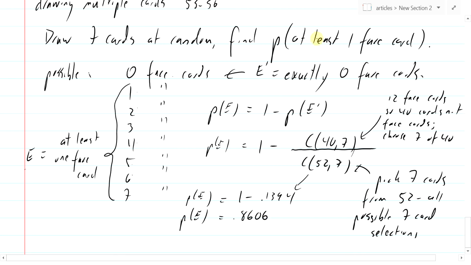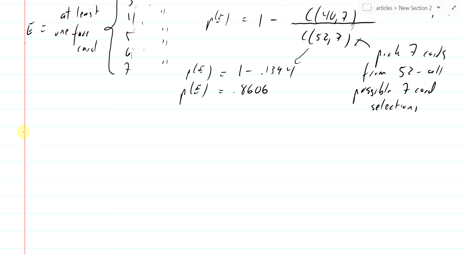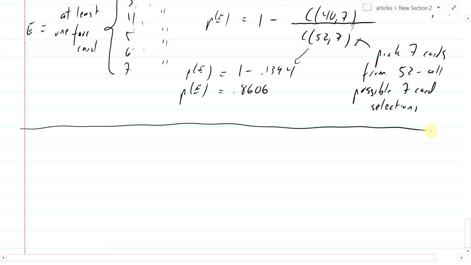So words like at least or at most are often tied to complements, because sometimes it's easier to calculate the complement and then subtract it from 1 rather than calculate all the possible events that go into the one particular event that you're looking for.